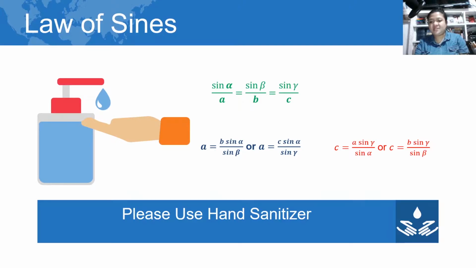When we need to find C, the formula is A sine gamma over sine alpha or B sine gamma over sine beta. Para naman kay B, A sine beta over sine alpha or C sine beta over sine gamma.